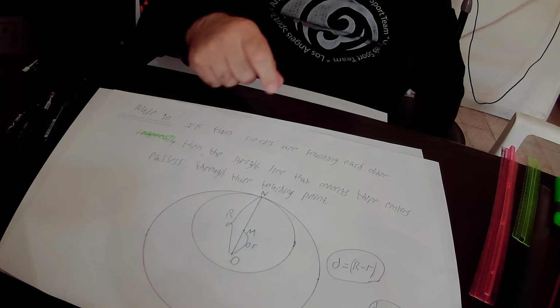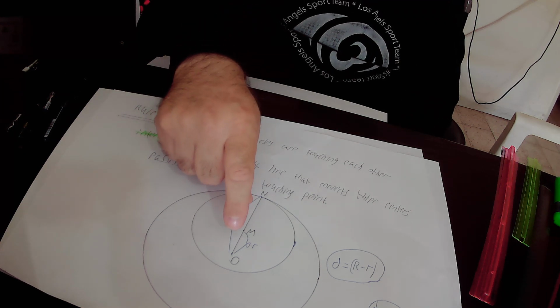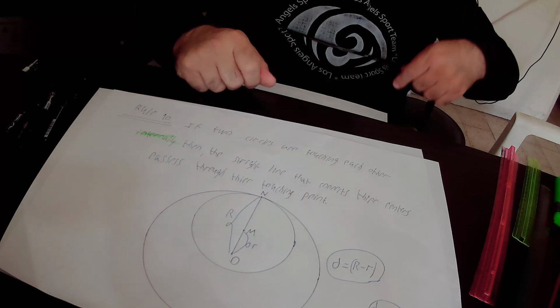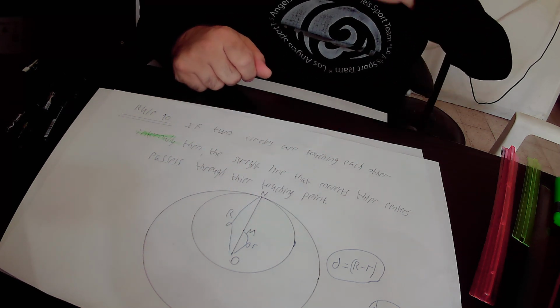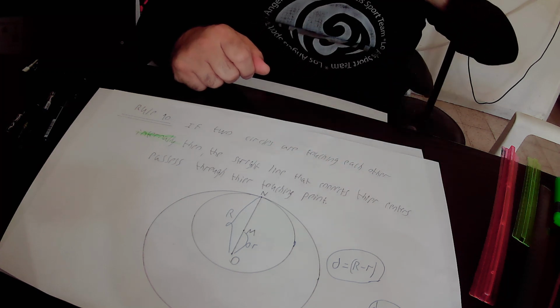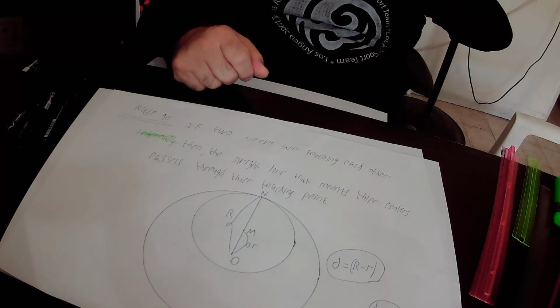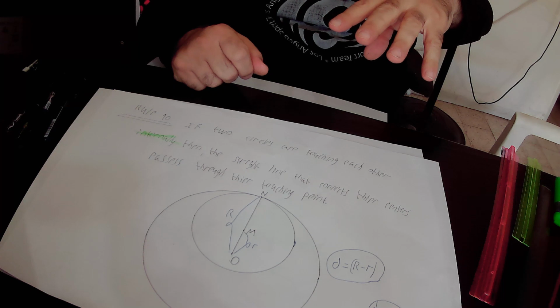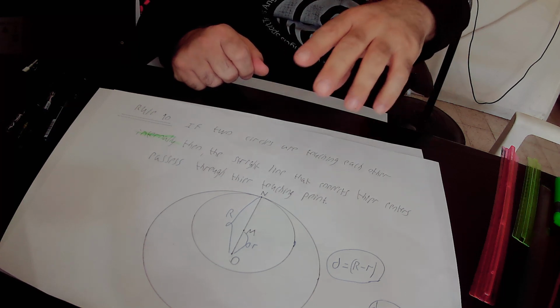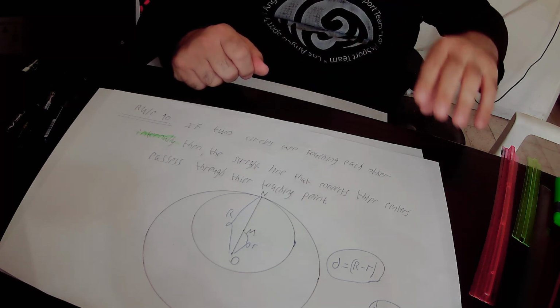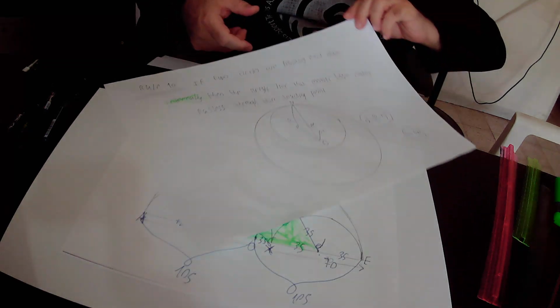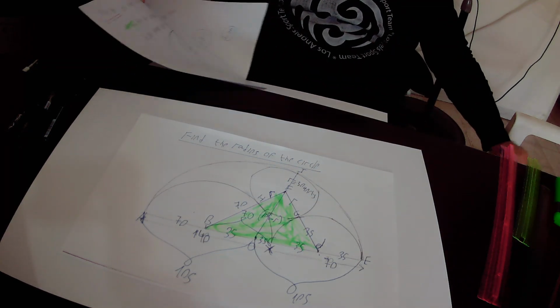And what is the distance between their centers? That is to say, what is the length of line segment MO? MO equals capital R minus small r. The difference between their radii is the distance between their centers, MO. Then we have also rule number 11.